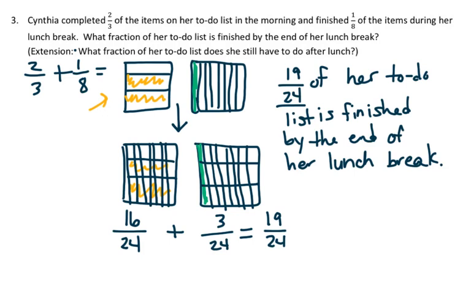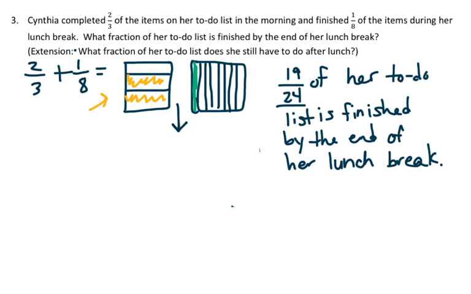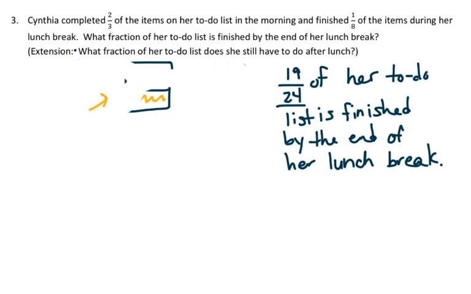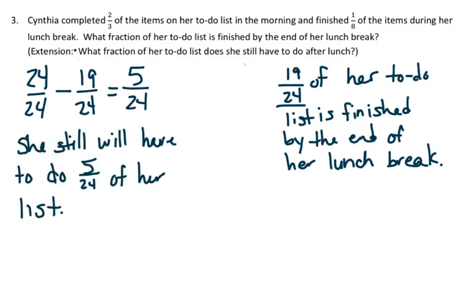Okay, so if we know that 19/24 is what she finished on her to-do list, the extension says what fraction of her to-do list does she still have to do after lunch. So I'm going to set that up as a subtraction problem. And her whole to-do list would be 24 out of 24, 24/24. And we're subtracting what she already completed, which was 19 out of 24. So that would give her an answer of 5/24. She still will have to do 5/24 of her list.